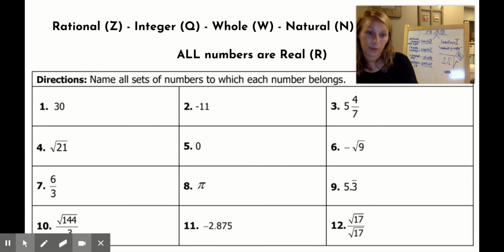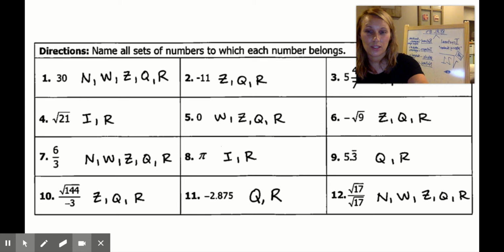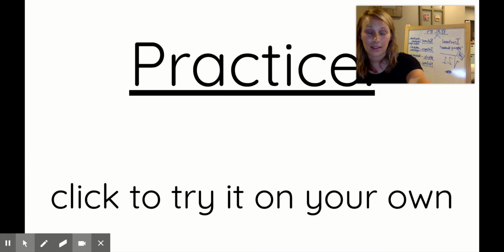Then you know what you're classifying is just one: natural, whole, integer, or rational. For those of you just back in, here is what this would look like in abbreviated form. Pause the video if you need to double check, and then let's move on.